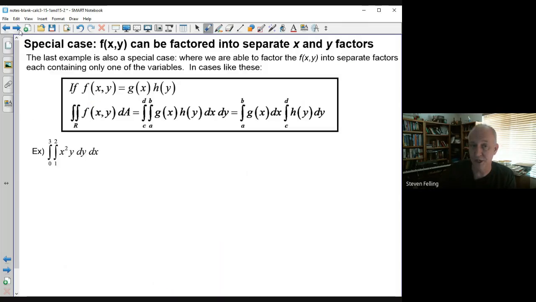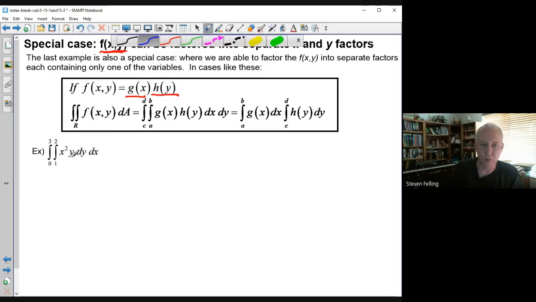Now, this particular example, we can even write a little simpler. There's a simplification method. It's a special case, and that is if you can take your integrand f of x, y, and it can be written as 2 separate functions that are each a function of only one of the variables, like g just of x and h just of y, then you can actually evaluate the 2 integrals at the same time separately and then multiply the results. Let me show you what I mean by that.